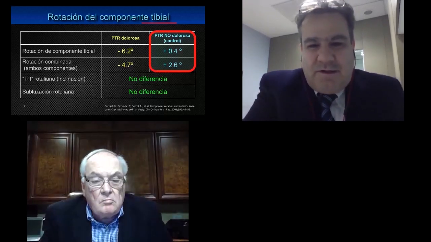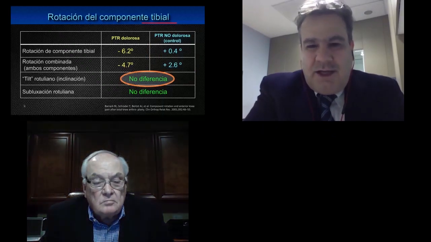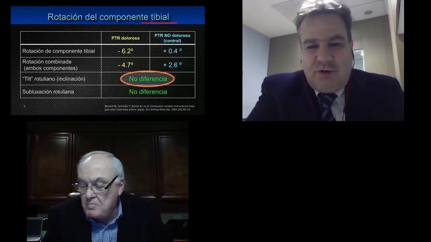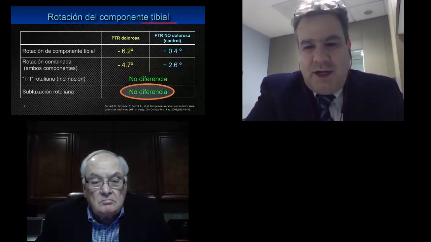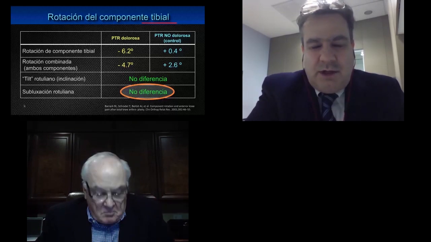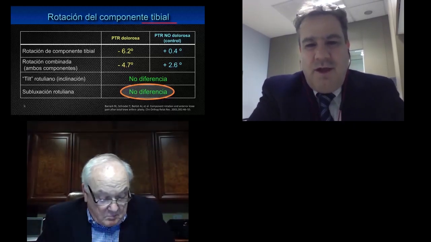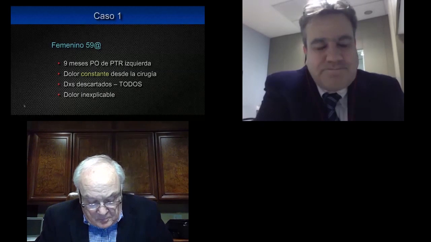Y observen, quiero enfatizar cómo no se observó ninguna diferencia entre ambos grupos, ni con la inclinación, pellizcamiento o subluxación del componente rotuliano. Parece que la malrotación tibial no produce el maltracking del mecanismo extensor como lo hace el componente femoral. Les quiero mostrar algunos casos clínicos en los cuales enfatizamos precisamente lo que hemos observado.